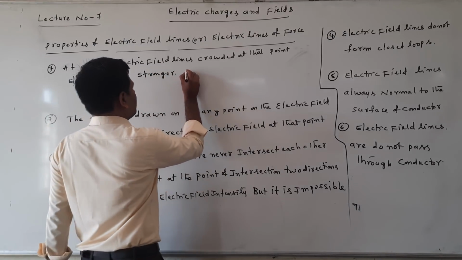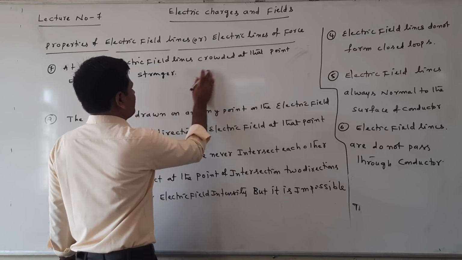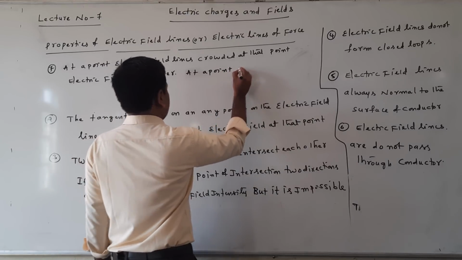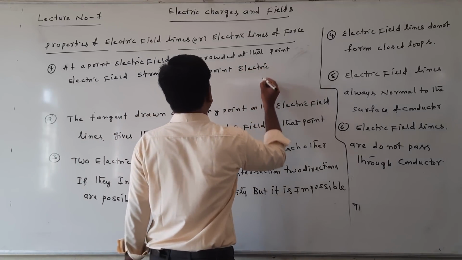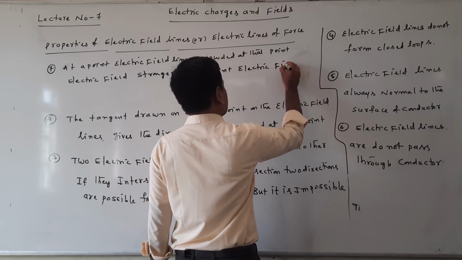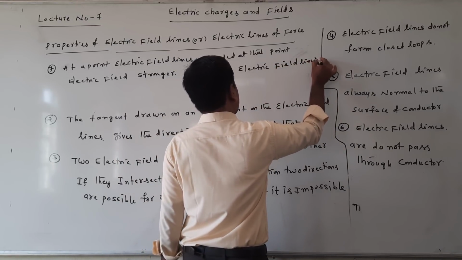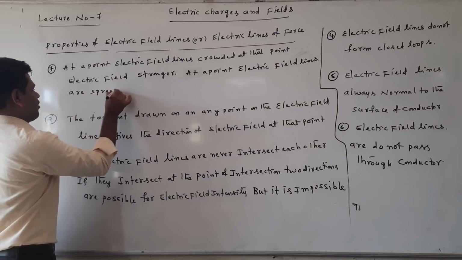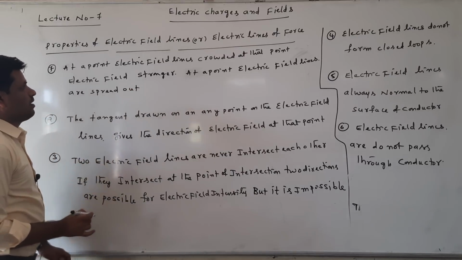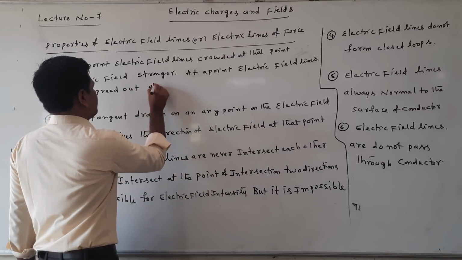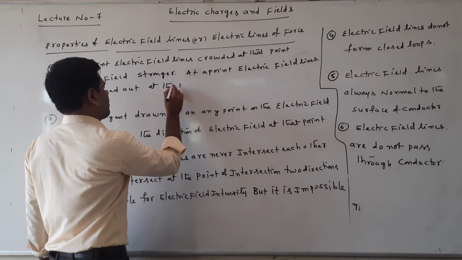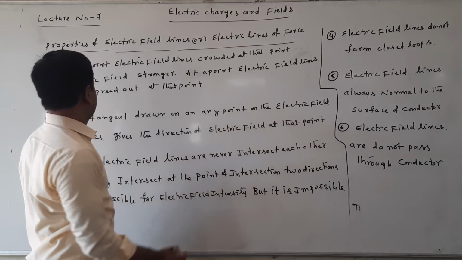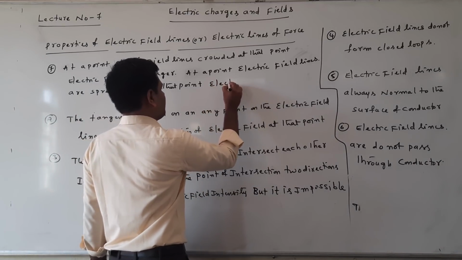If at a point electric field lines are spread out, at that point the electric field is weaker.